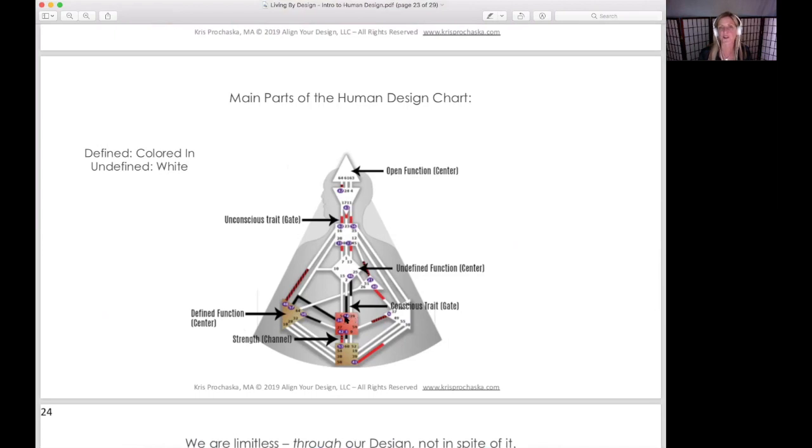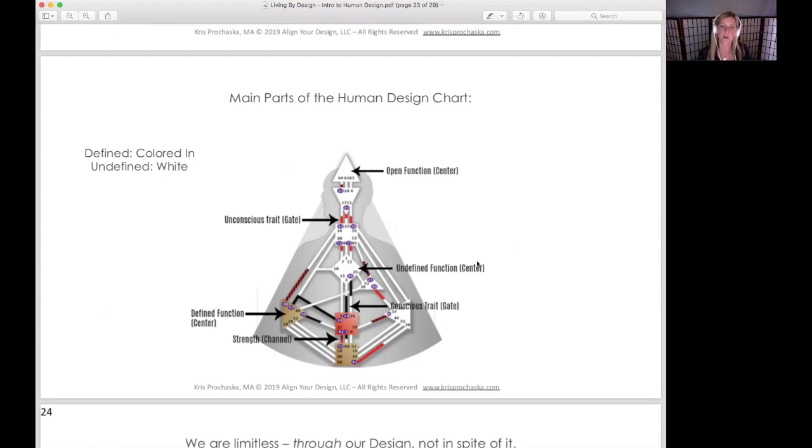These little numbers are those 64 gates for traits, 64 codons, 64 chop marks. Remember that we were talking about earlier? So each of them, the ones that are highlighted in purple are the ones that I have defined, the ones that I have colored in and that are turned on consistently. And each one of those 64 traits has an energetic quality to it, and it has an energetic signature to it. So we have defined or conscious traits and unconscious traits right here, the red ones in my design.